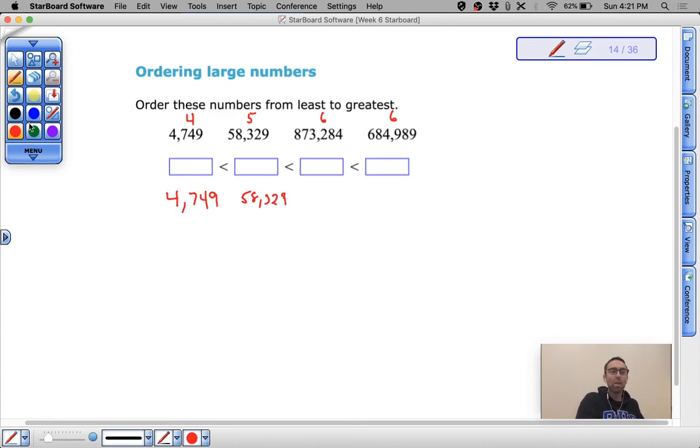So the first thing I'm going to look at is the very first number of those digits. I have an 8 and I have a 6. Which of those two is smaller? Well, the 6 is smaller. So that means that this number here is going to go in this spot. I would drag that over into this spot. And my 873,284, that number here is going to be dragged down to this spot over here. They are now in order from least to greatest. Let's go over another example before you try one on your own.